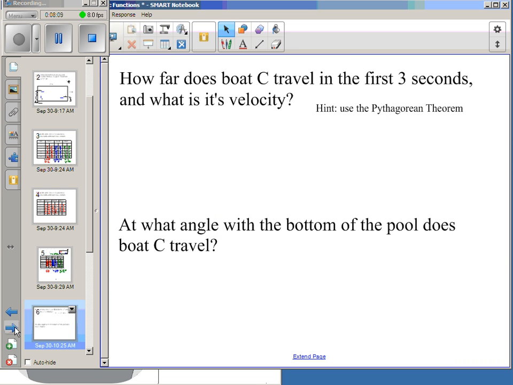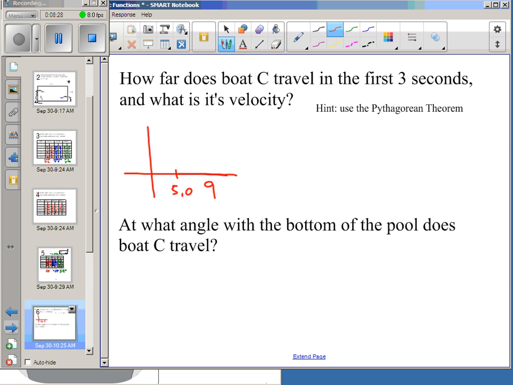So how far does boat C travel in the first 3 seconds, and what's its velocity? If we think about this, it starts here at 5, 0. Each second it travels horizontally 3 feet, so it goes a total of 9 feet there. And in 3 seconds, it's going 4 feet per second vertically, so it goes 12, right? This is my 3t. This is my 4t.